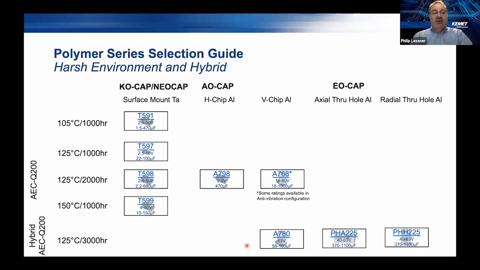Aluminum polymer, also oriented primarily toward automotive, and those are available in surface mount, in a V-chip, in axial through hole, and also in a radial through hole. And these axial and radial through holes tend to be a higher cap and higher ratings. So they're actually the ones that are intended for high ripple and high cap applications, like the DC link for mild hybrids that I mentioned in the applications section.